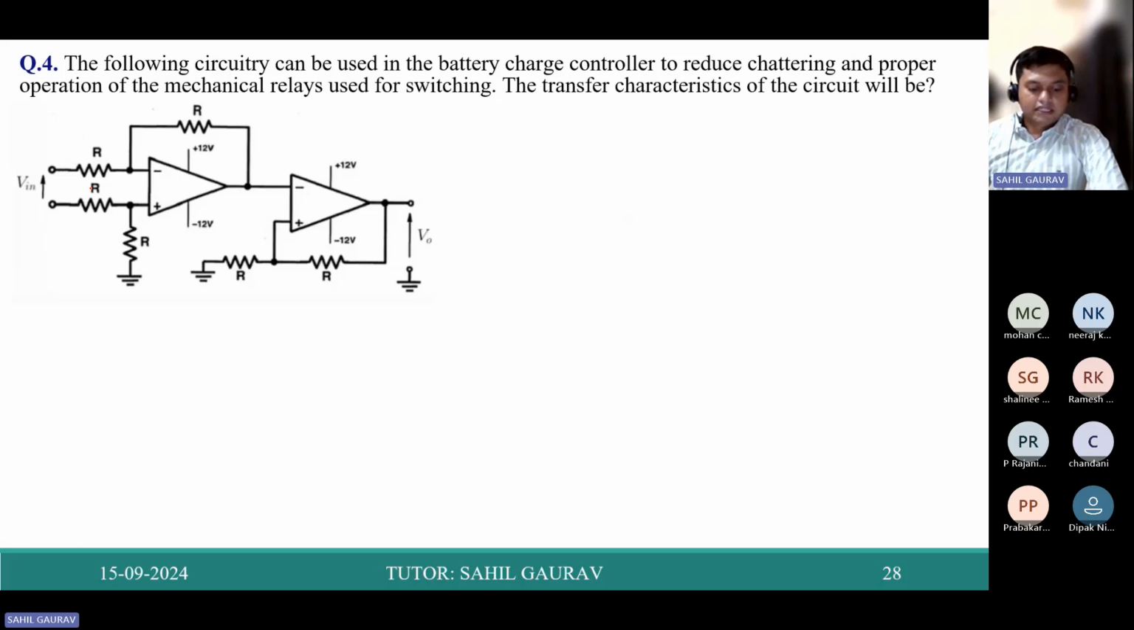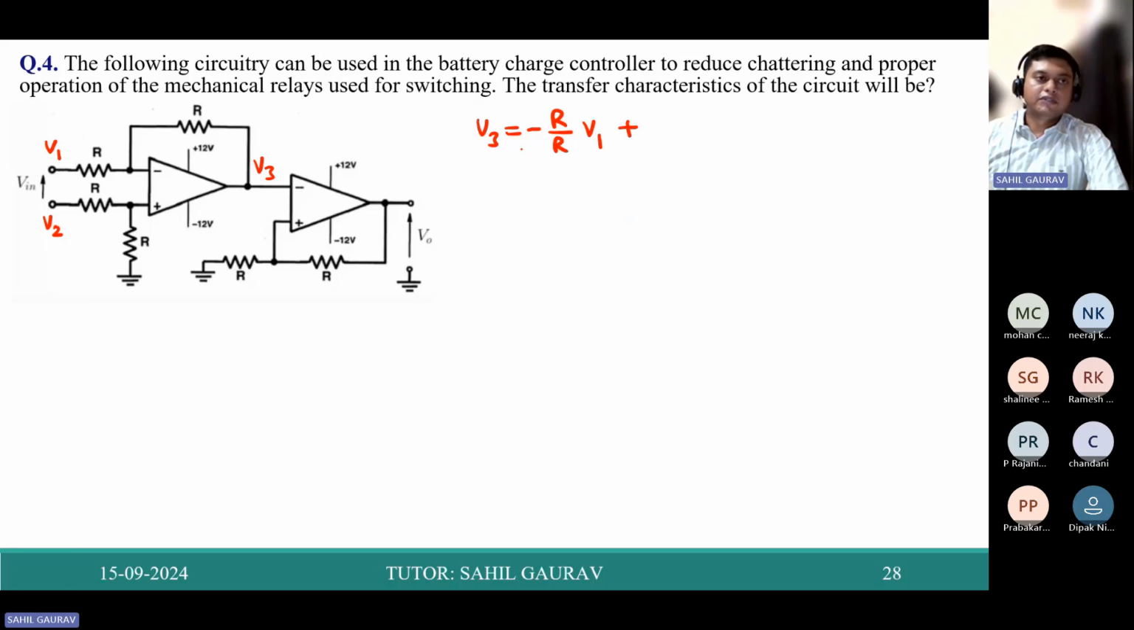So let us apply superposition. Let us assume this as V1 voltage, here V2 voltage, and this will be the V3 voltage. So what should be the V3 voltage? Let us first take the first case, V1. V1 is at the negative terminal, so it is minus R upon R into V1. So this is for the first part.